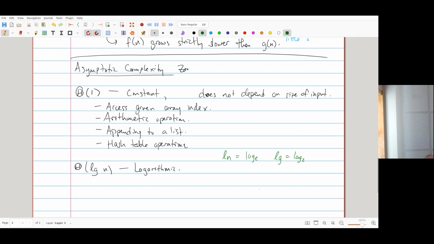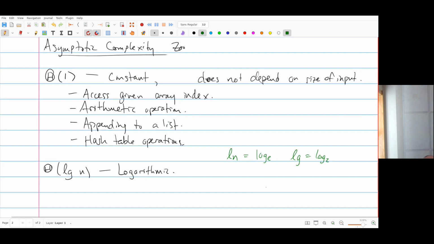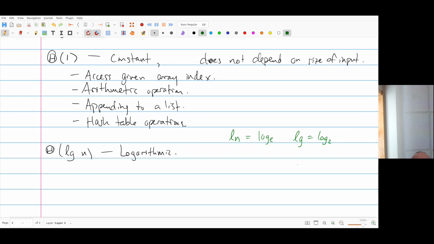And in this class, as you can imagine, pretty much every time that we talk about a log, we're going to mean log base 2. Because the way that logs are going to come up for us is when we're repeatedly cutting things in half. Because that's a very, very common algorithmic thing to do. But it turns out it doesn't matter.